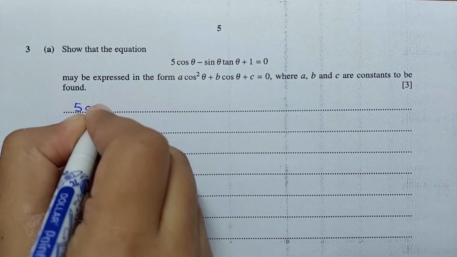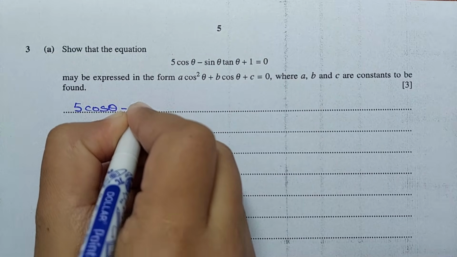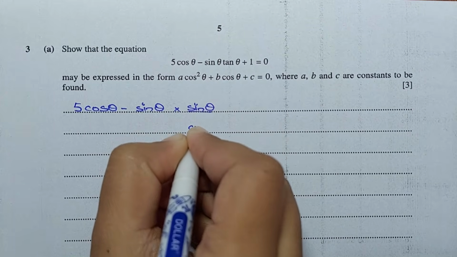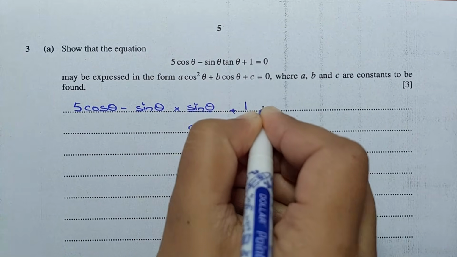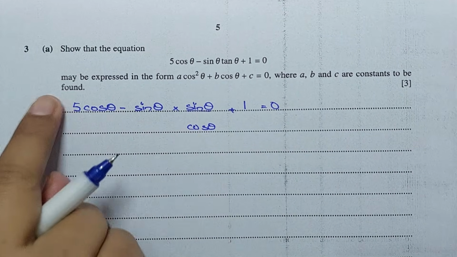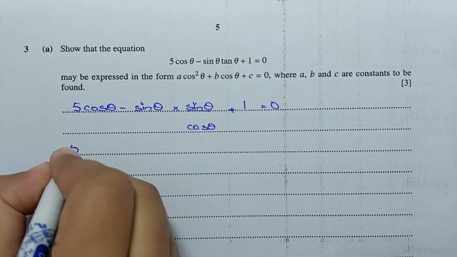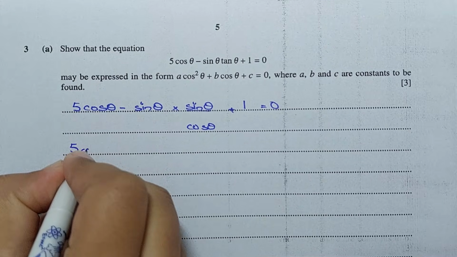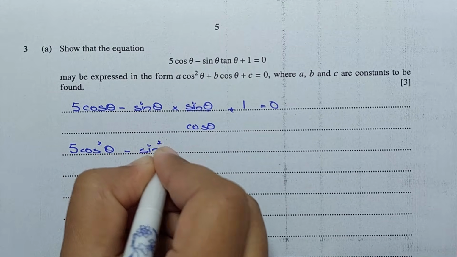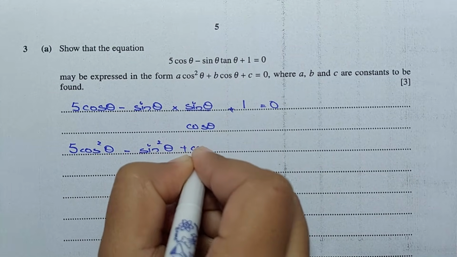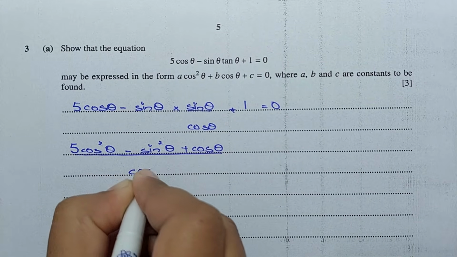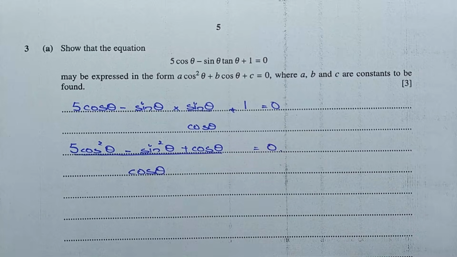So 5 cos theta is as it is, minus sine theta is as it is, tangent theta is sine theta over cos theta, and plus 1 equals to 0. Okay, now multiply with cos on both. So 5 cos is multiplied, so cos squared theta, minus sine with sine is sine squared theta, and 1 with cos is just cos theta. Whole thing divided by cos theta and equals to 0, right?